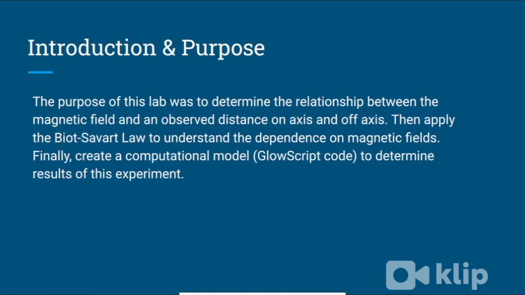So for our introduction to this lab, the purpose of this lab was to determine the relationship between the magnetic field and an observed distance on and off axis, then apply the Biot-Savart law to understand the dependence on magnetic fields. Finally, create a computational model in GlowScript to determine the results of this experiment.